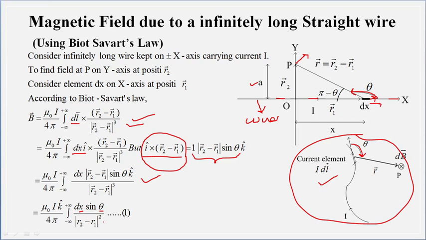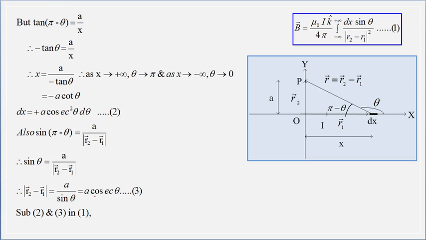So in that case, what we do is, we write the variables in terms of one variable. Now what we are going to do is write x in terms of theta, and modulus of r2 minus r1 also in terms of theta. So the integrand will contain only theta. See what is given here in the blue box. This is what we have done on the previous slide, and this is the diagram from the previous slide.